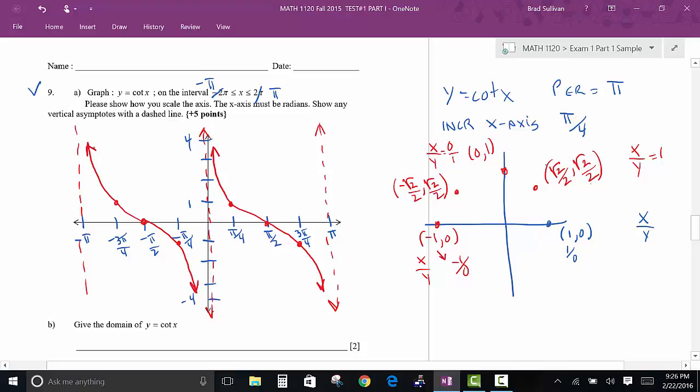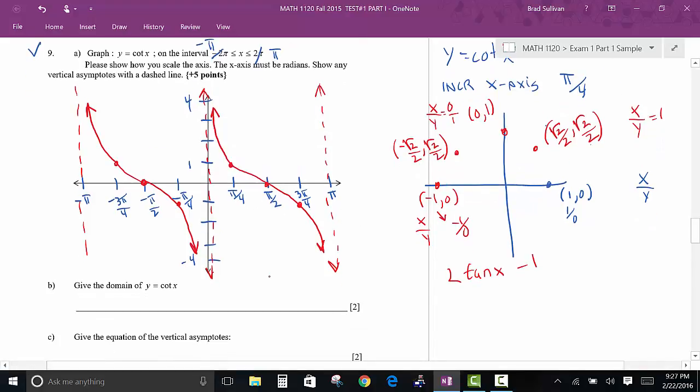So you need to be prepared to do cotangent or tangent. I don't do anything other than, no period changes, but I might do something on a test. I might do something like 2 tangent of x minus 1 or something like that. Okay, not going to do much with period changes on that. We might do a little bit of that on the second exam.